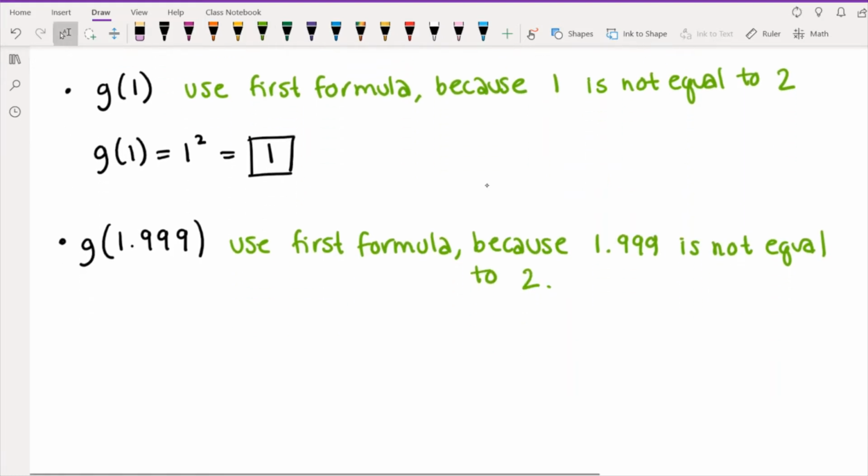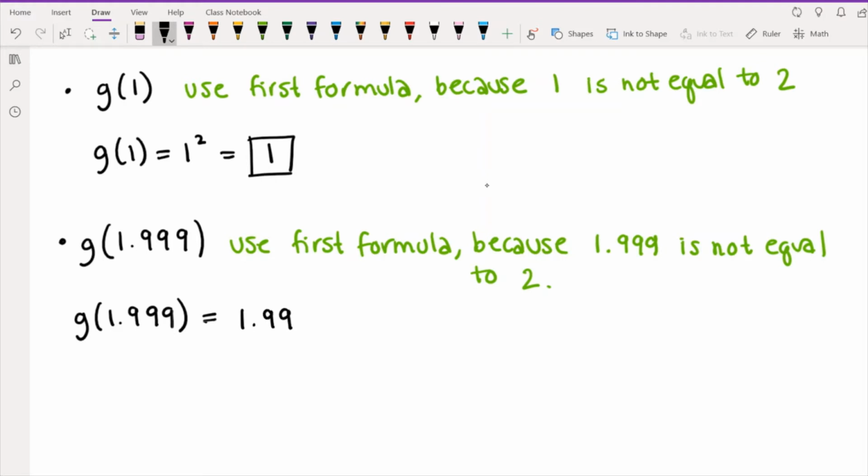And so we would do g of 1.999. We use that top formula, which says that we take our input and square it. And so 1.999 squared, this is one that you probably are going to need to do on a calculator. So 1.999 squared is equal to 3.99601.